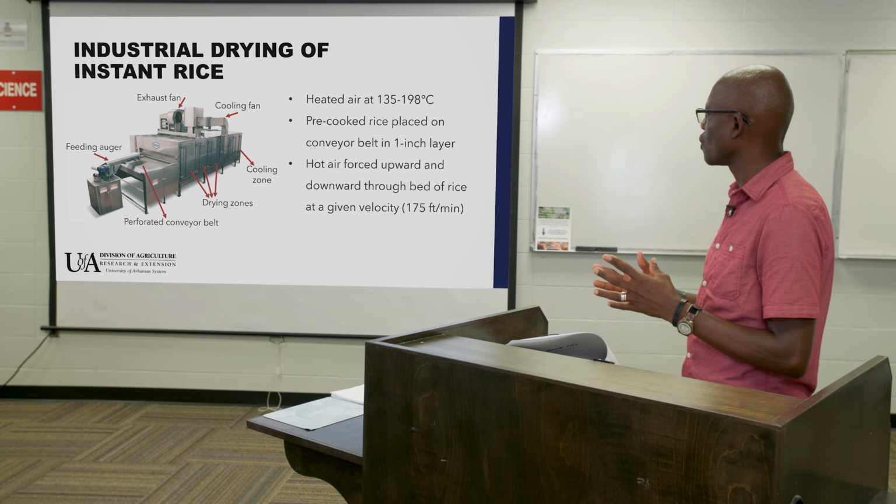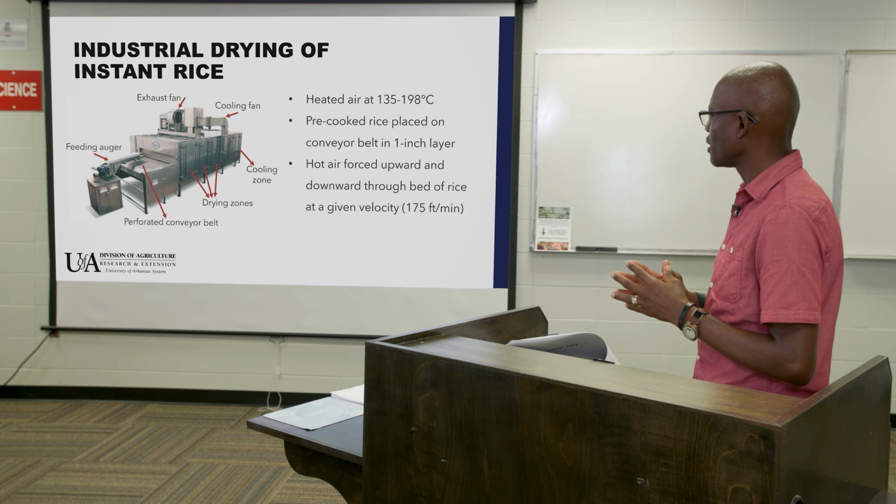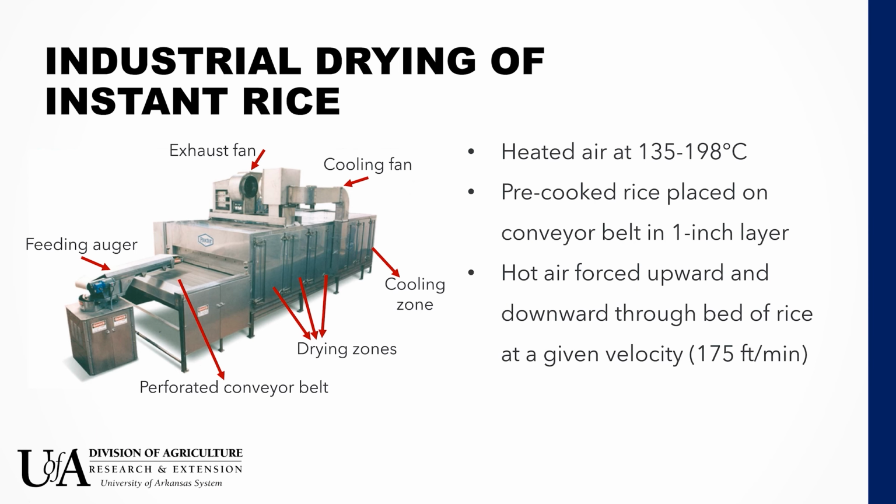I want to describe what an industrial drying process for an instant rice would look like, because this is one of the most energy-intensive processes. Typically, once that rice has been cooked, you use heated air, which is about 135 to 195 degrees Celsius, to dry that rice. So the pre-cooked rice is typically placed on a conveyor belt, and then as it moves through some drying zone, the air is removed. That air is being forced through the cooked rice at some given velocity, and when it comes out, it's then cooled, and we have ready-to-go instant rice.